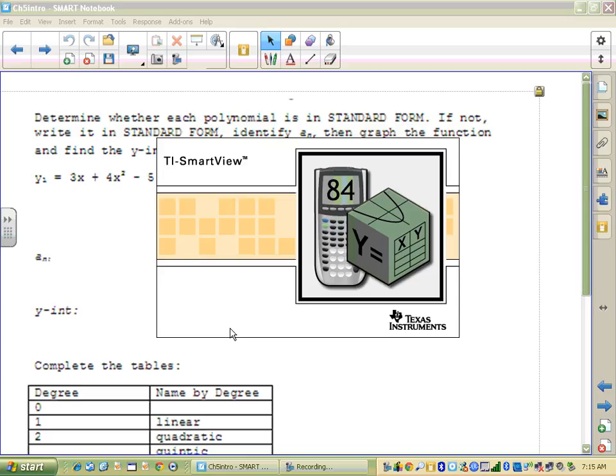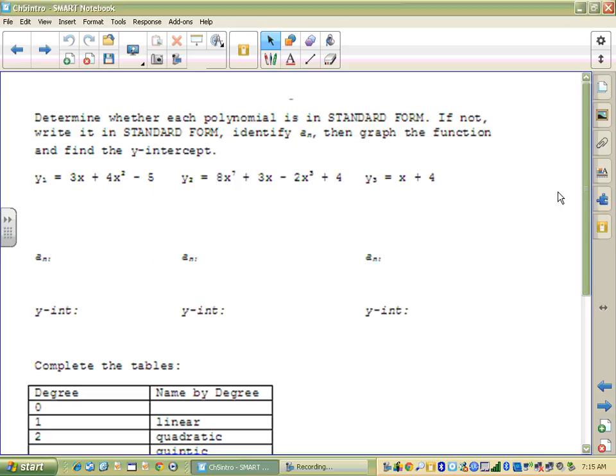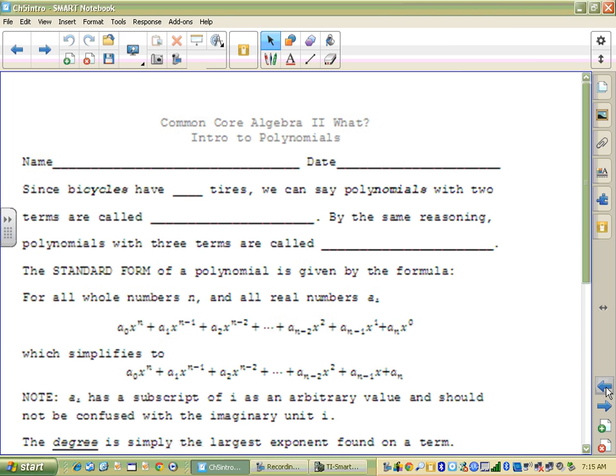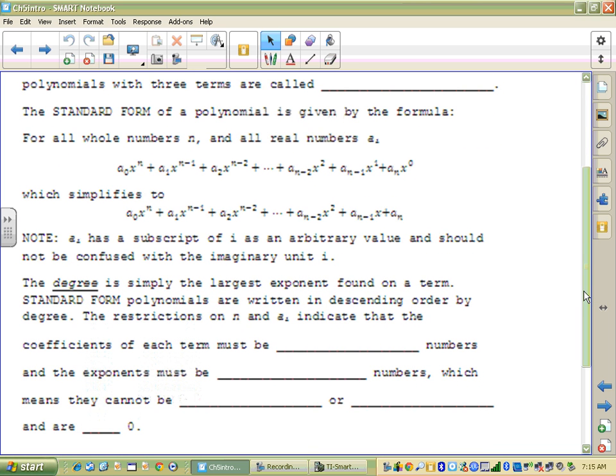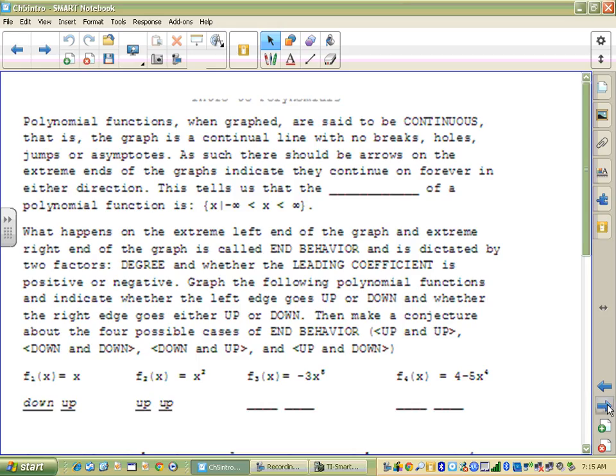And now we're looking at the third page. It says, determine whether each polynomial is in standard form. Now, let's go back for a minute. Standard form: descending order by degree. Degree is the largest exponent found on a term.